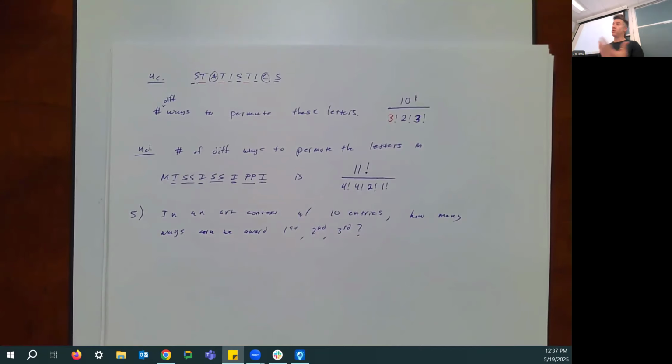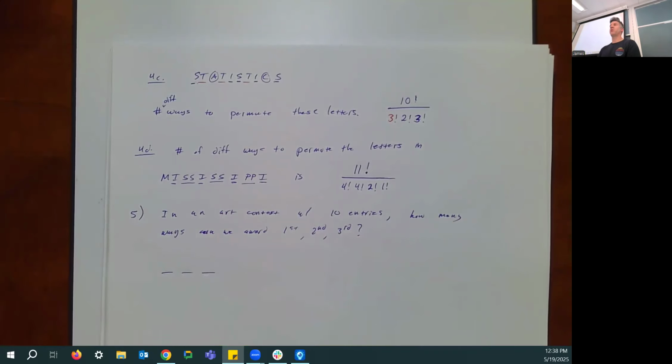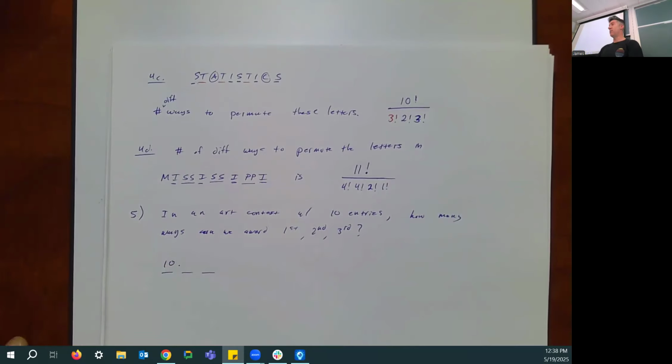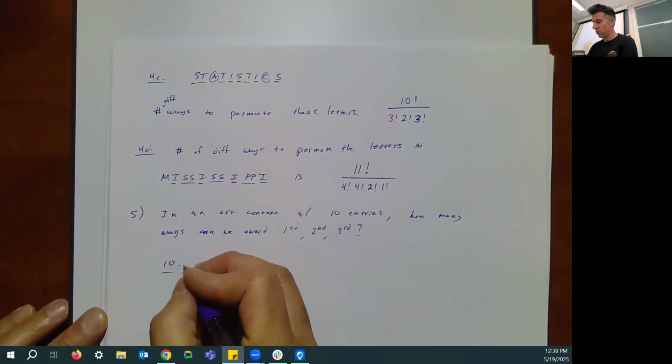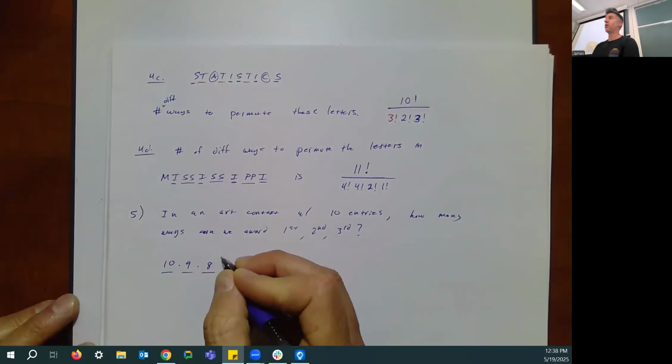Well, there's an easy way to do this. How many choices are there for the first place? Well, there's 10 entries, so there's 10 choices, right? If I haven't given anything to anyone yet, there's 10 ways I can select one of the people to be first place. And then there's of course 9 entries left to choose to be second place. And then there's 8 entries left to choose for third place.